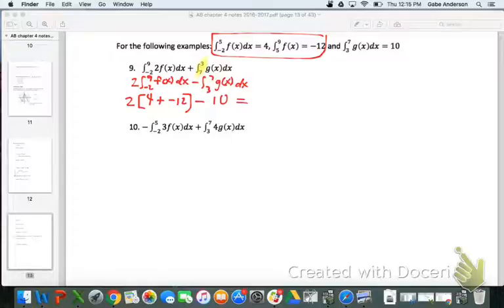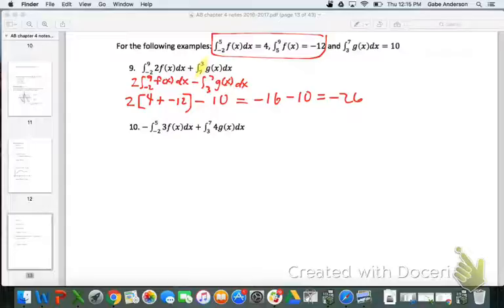So let's see how this worked out. 4 plus negative 12 is negative 8, times 2 is negative 16. Did you all get negative 26? Yes? Okay. Doing okay? Any questions, follow up on that one?